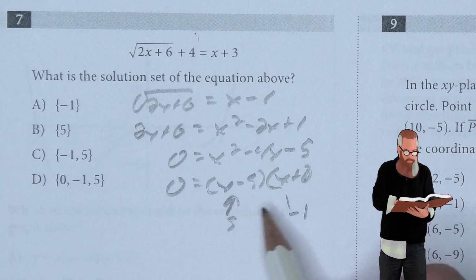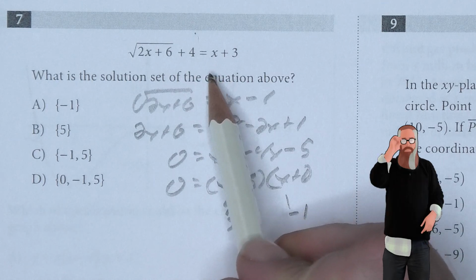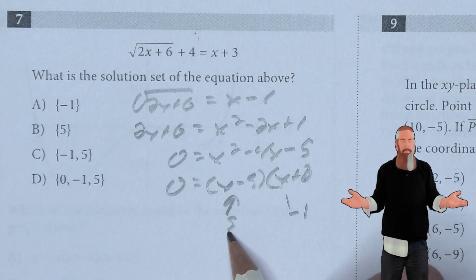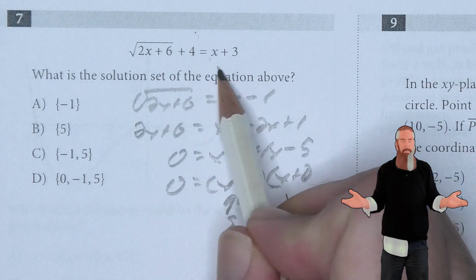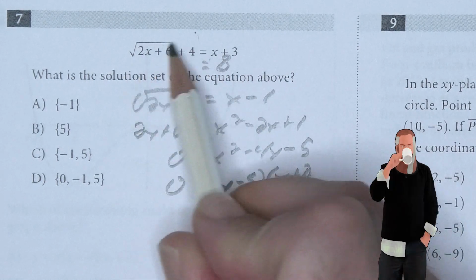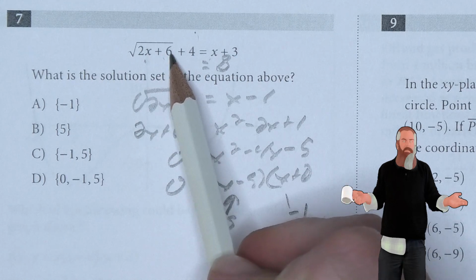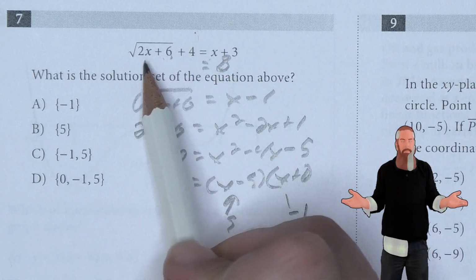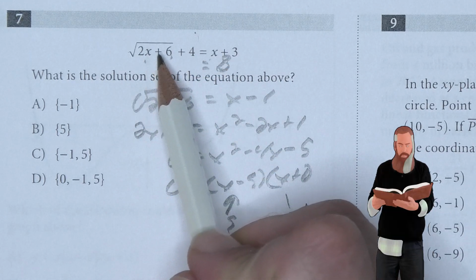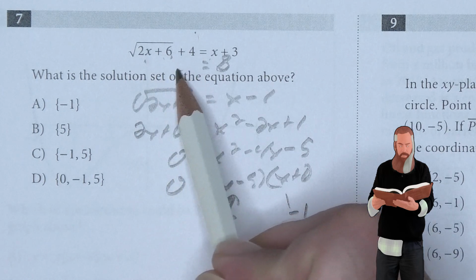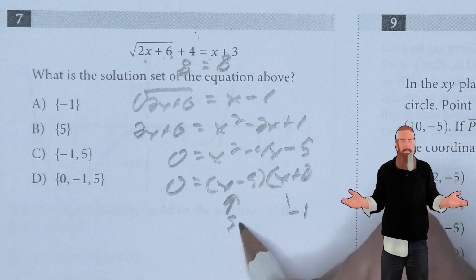So we have to substitute these into the original equation to see how they would work out. We're going to start by using the 5. 5 plus 3 is 8, and I need this side to be 8. So 5 times 2 is 10, plus 6 is 16. The square root of 16 is 4. Plus 4 is 8. So 5 definitely works.